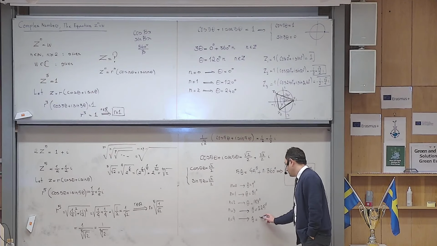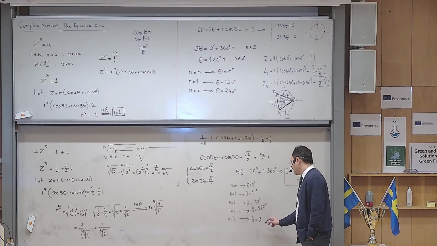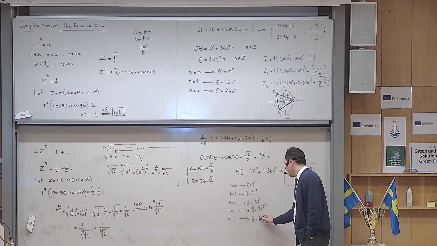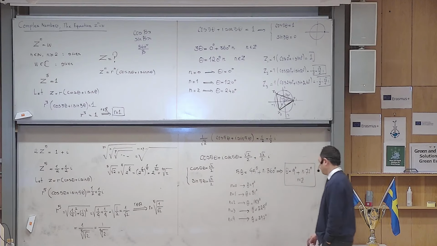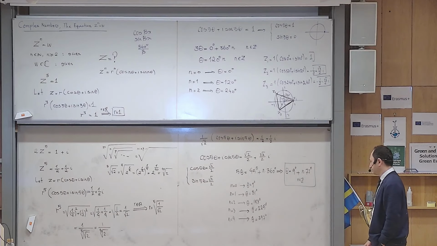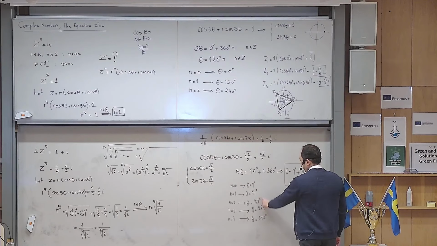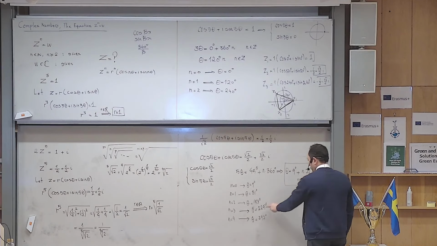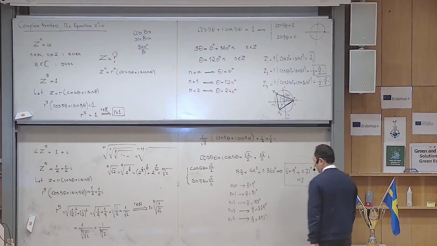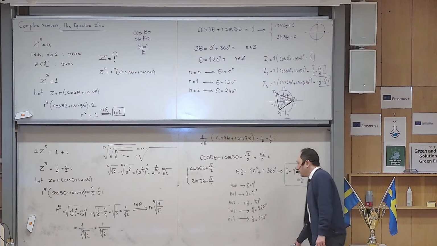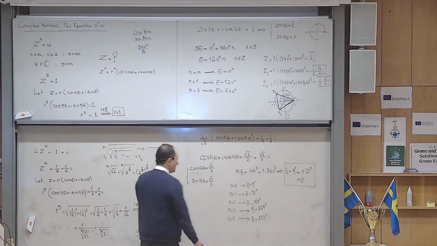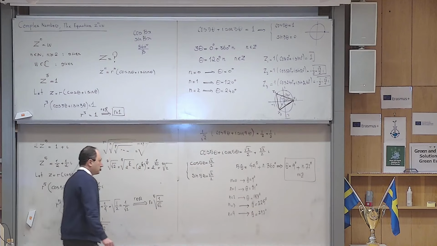What? 297. 300? No, 297. Yes. And these are the only numbers. Let's double check again. So every time I add 72, yes? So 9, this is correct. 72 to that one is also correct. That is also correct. And then 72 here, that's also correct. But what I want you to write down at the end are z's, not thetas. So you have to write 5 of them.